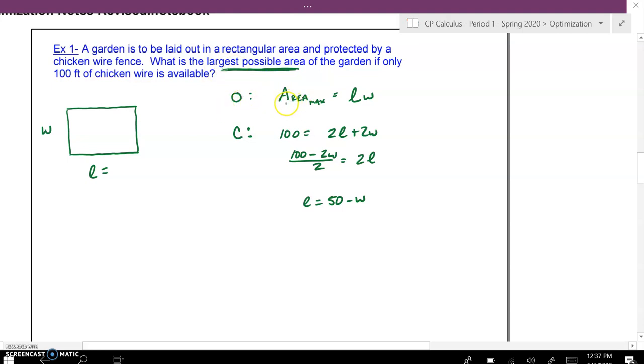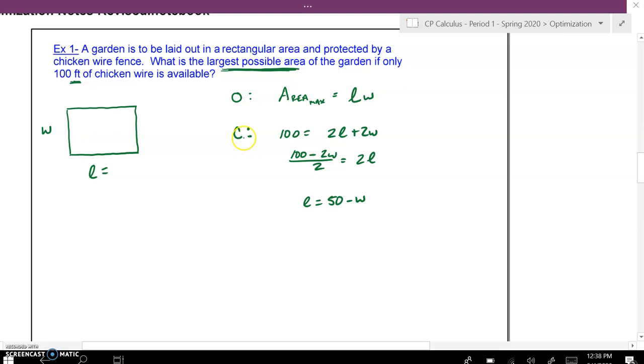It's a rectangle, so I have an area maximum that's going to be L times W because that's the equation for the area of a rectangle. Okay, and then it gives me a constraint. The constraint is I only have 100 feet of chicken wire. The unit should give this away here. That's just perimeter. 100 feet of chicken wire means I have a perimeter fence that can only be 100 feet long. That's as much material as I have to maximize my area.